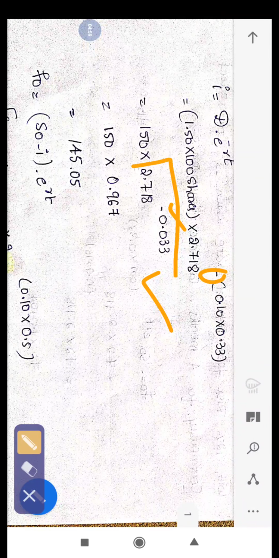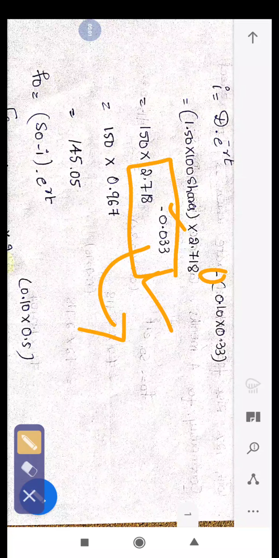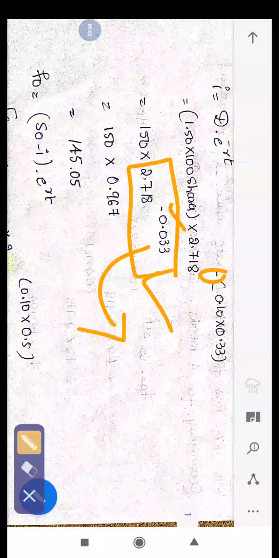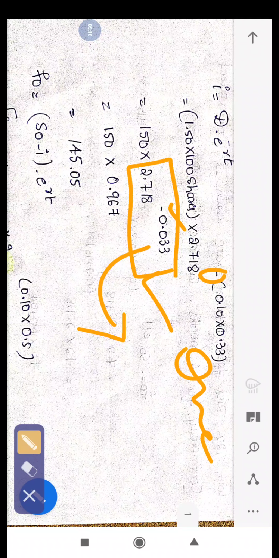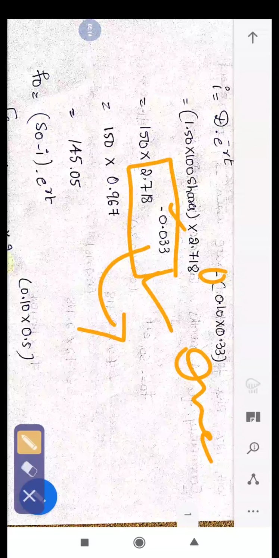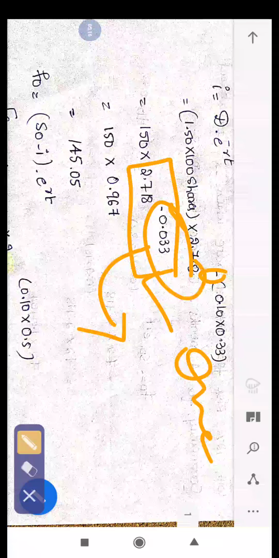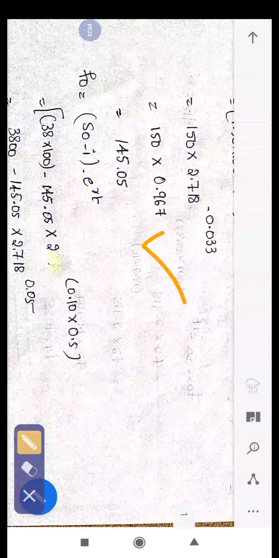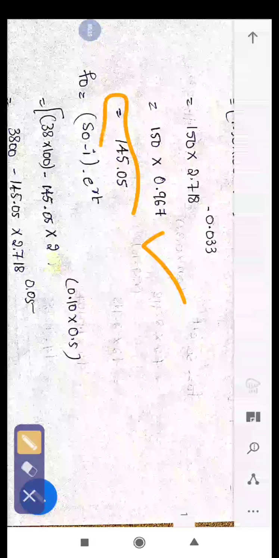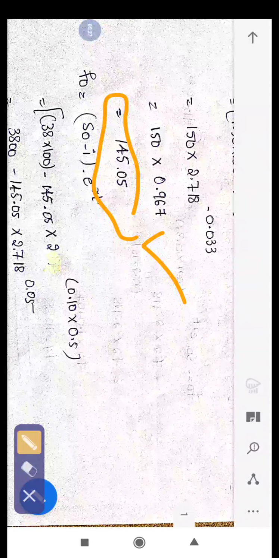This one I have completely discussed in one video. I'll upload that video first, you watch that first, and next come to this video. That video shows how to calculate power for the log number when it has minus value. The answer will be 0.967. If you multiply it, it will be 145.05. So I here is 145.05.